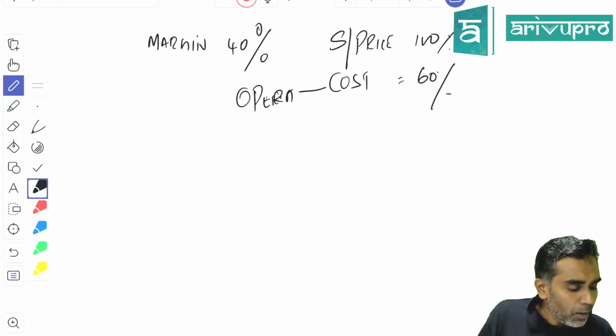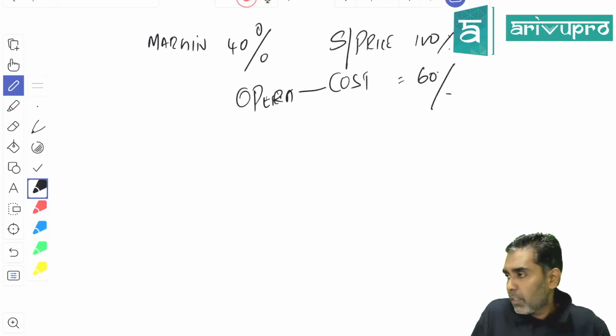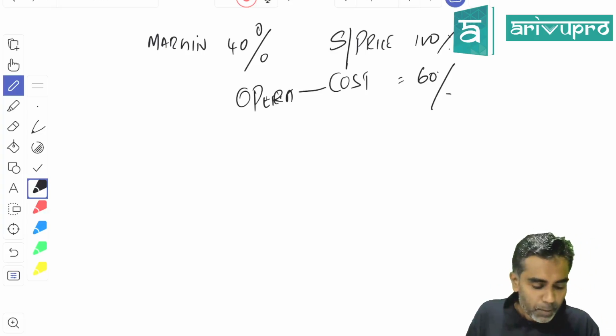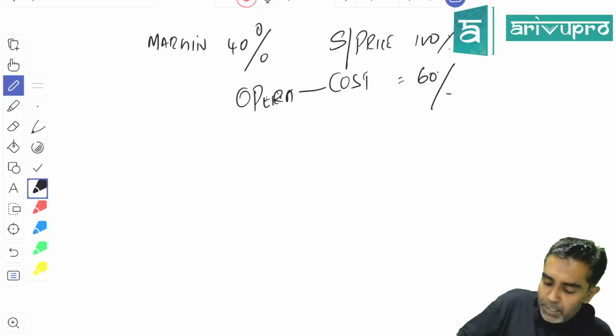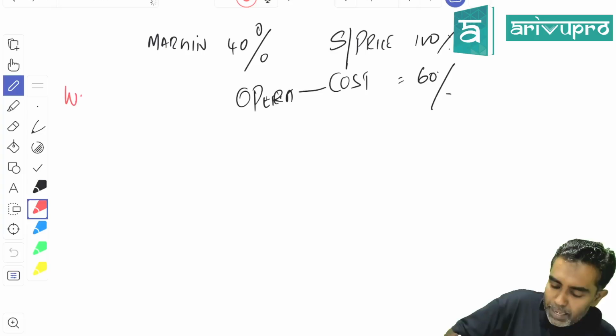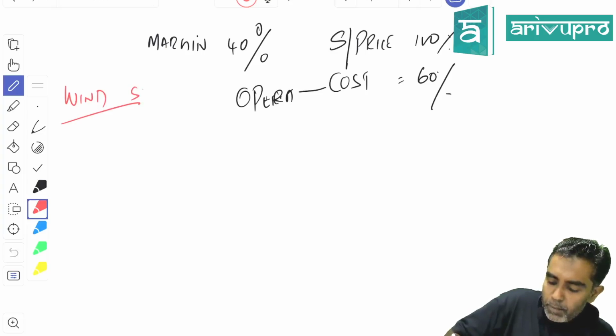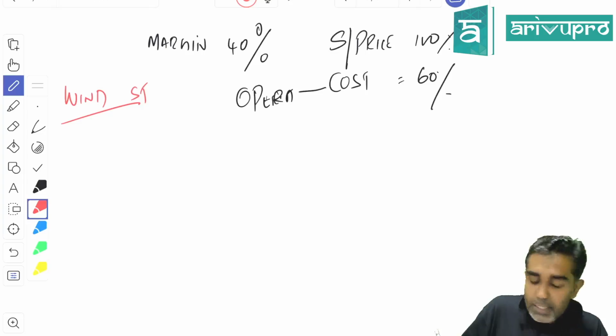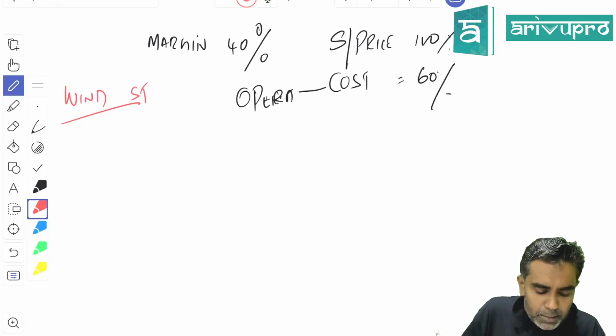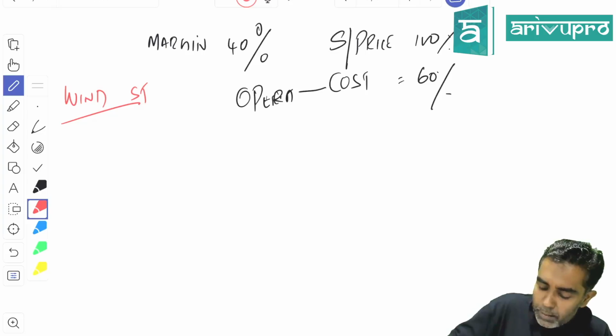What will be the total lifetime profit per station? Profit per station. Now let's go back to the wind stations. What it says: a wind station can generate 1,750 gigawatts of electricity per year.